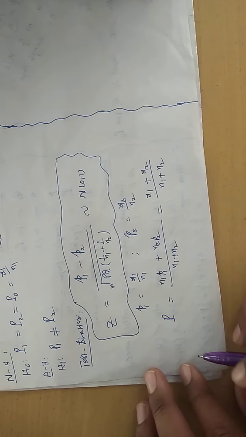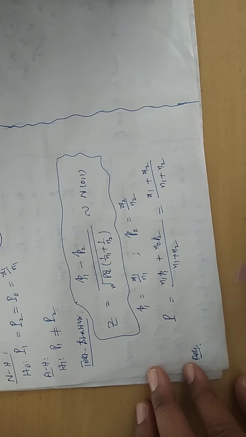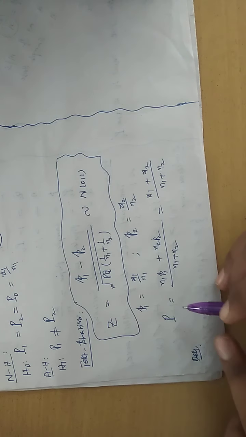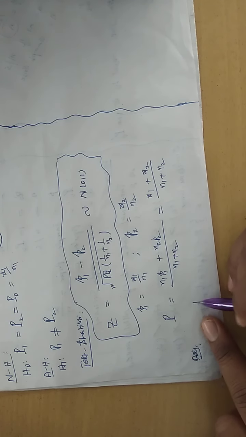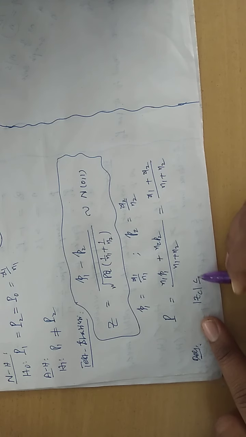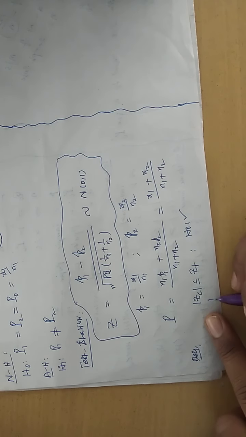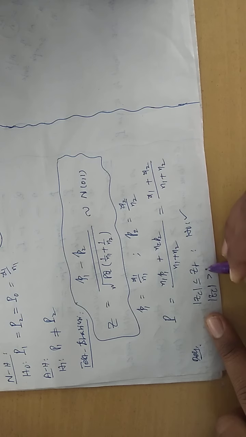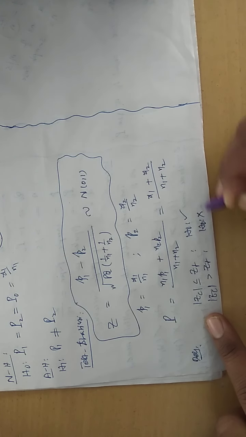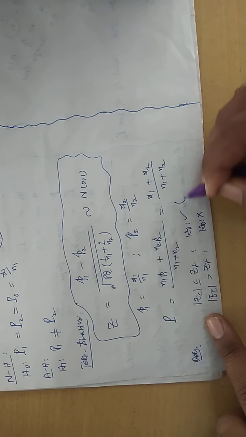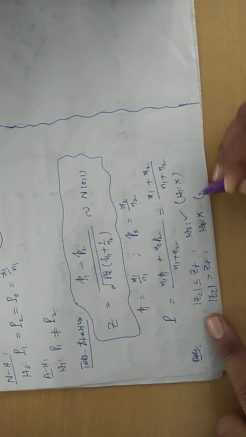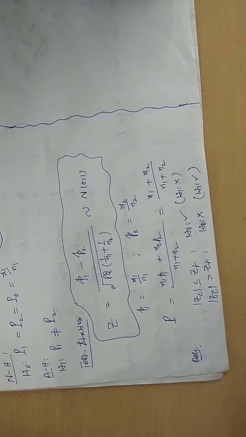Now in the same way, what is the decision making? Decision. So the table value for the given alpha will be calculated. Same thing: if modulus of ZC is less than or equal to ZT, what is the decision? We accept H0. If modulus of ZC is greater than ZT, what is the decision? We reject H0. Indirectly, we are accepting the alternative hypothesis.